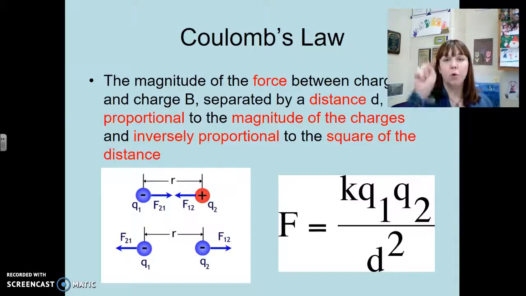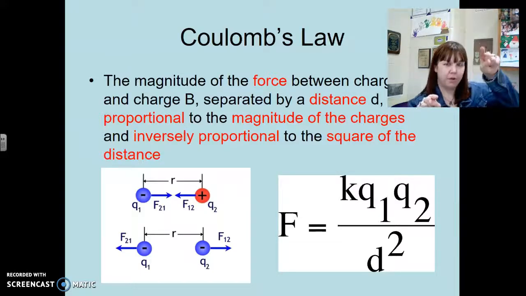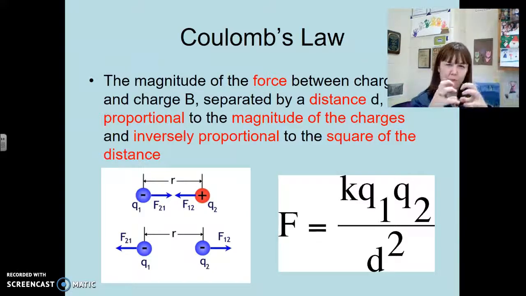If you have more distance between your objects, you'll have less force. If you have less distance, you'll have more force. The closer you get them, the more that push is between the two, either repelling or attracting. So that's Coulomb's law.